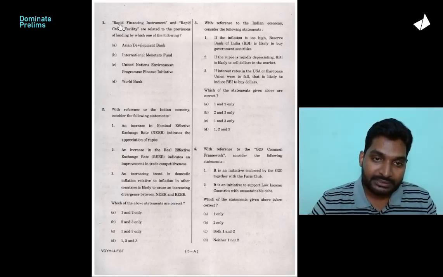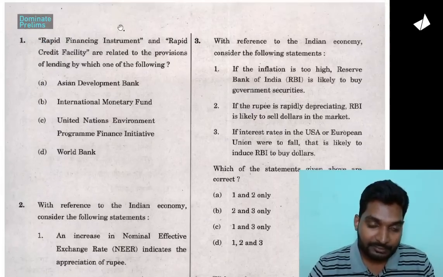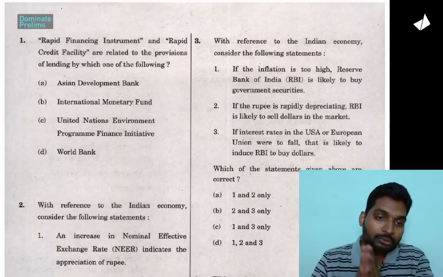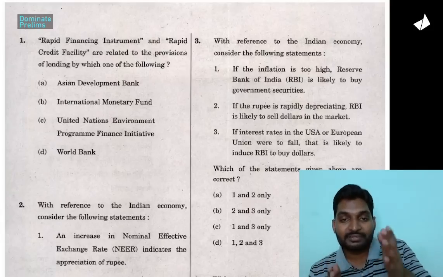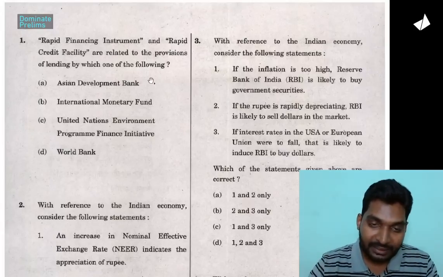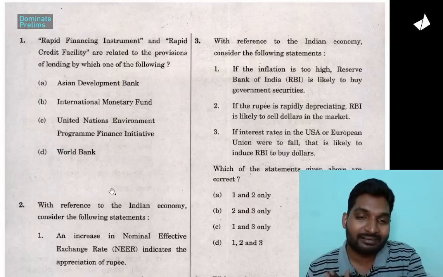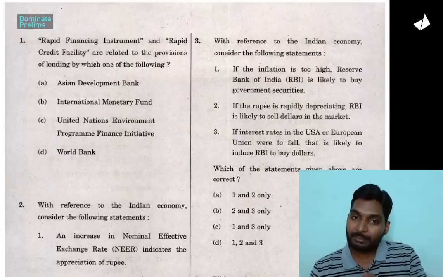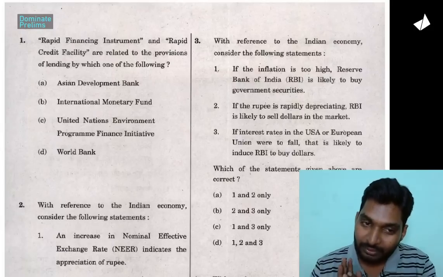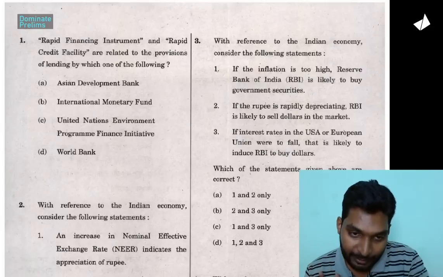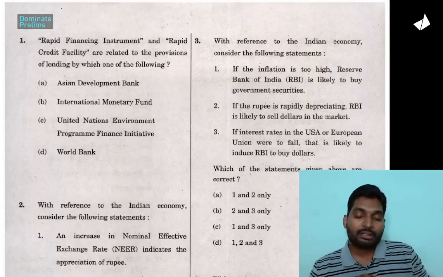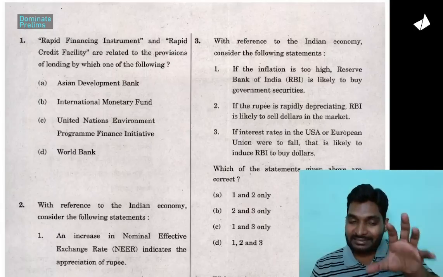So for example, as you can see on your screen, this is question number one. Now I won't go through this question in the traditional sense in the first iteration. Say, for example, I won't read this question in this manner: rapid financing instrument and rapid credit facility are related to the provisions of lending by which one of the following? Option A, Asian Development Bank; B, International Monetary Fund; option C, United Nations Environment Program Finance Initiative; and option D, World Bank. No, rather I would be just glancing at this question.